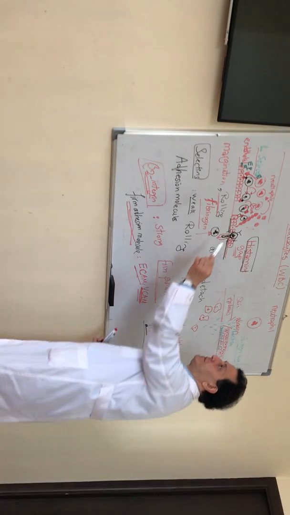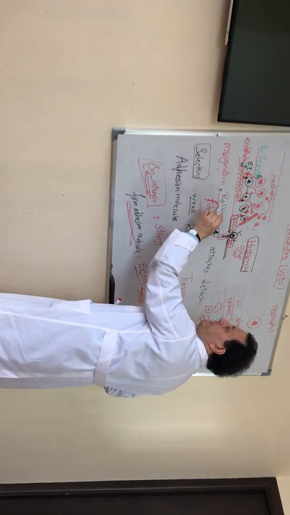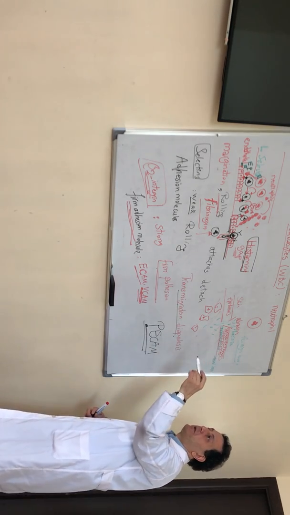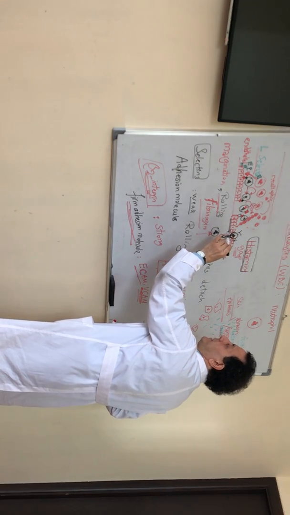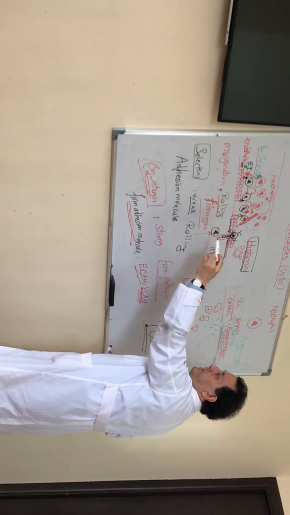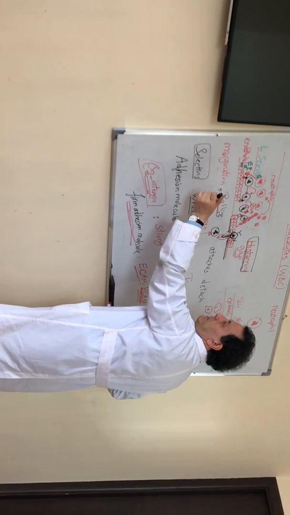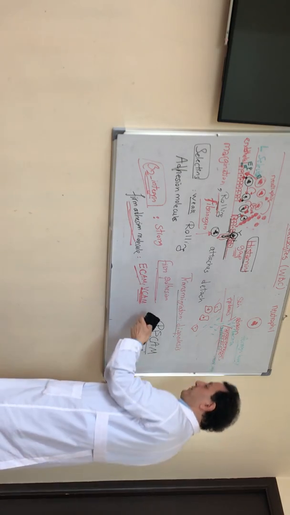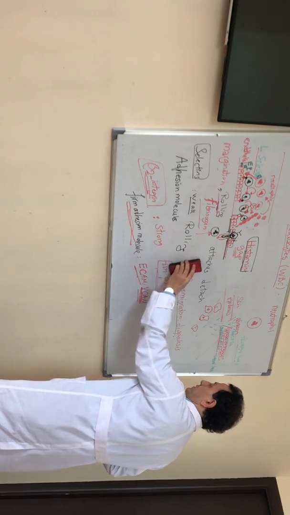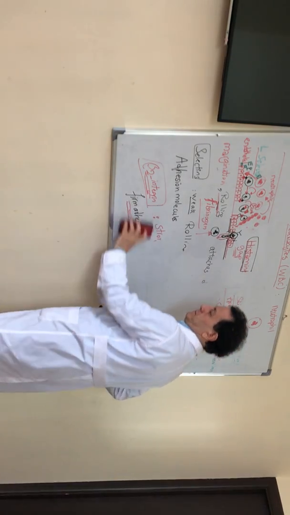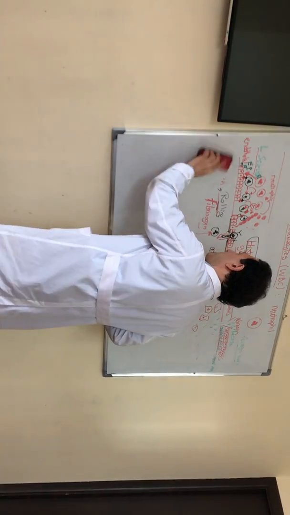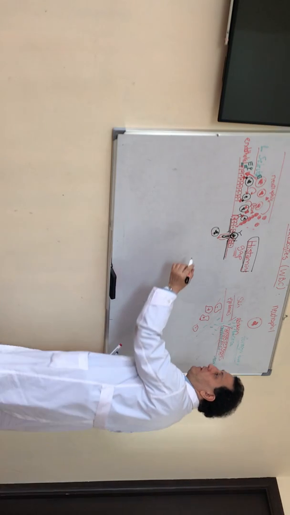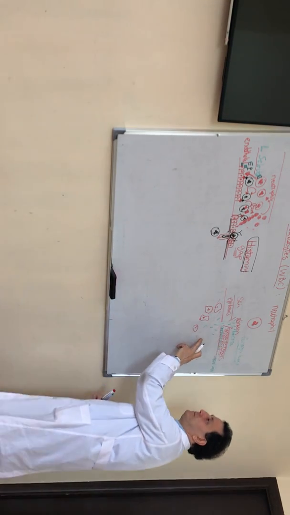So again, we review the names: margination, rolling, firm adhesion, transmigration or diapedesis. So in acute inflammation, when a neutrophil wants to exit the blood vessel, we have these steps: margination, rolling, which is a weak adhesion, firm adhesion, and then transmigration. So after these steps, imagine the neutrophil is here, out of the vessel. Now what? This neutrophil should move here, but how?